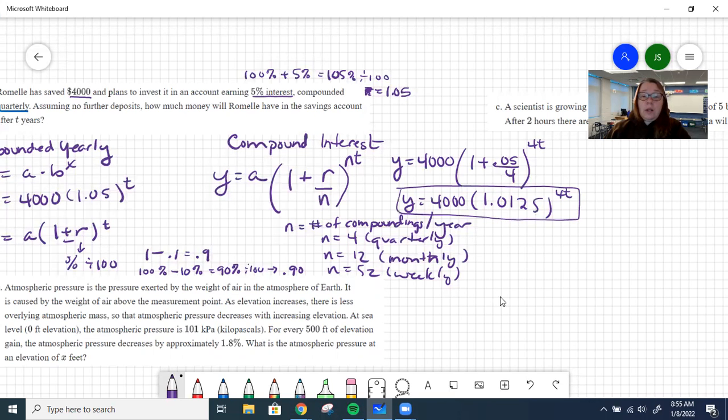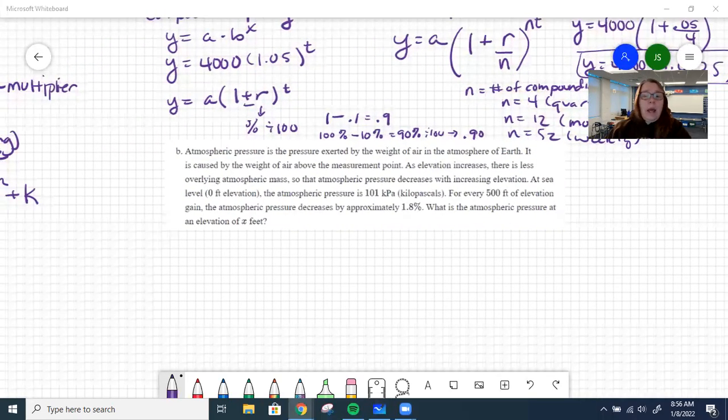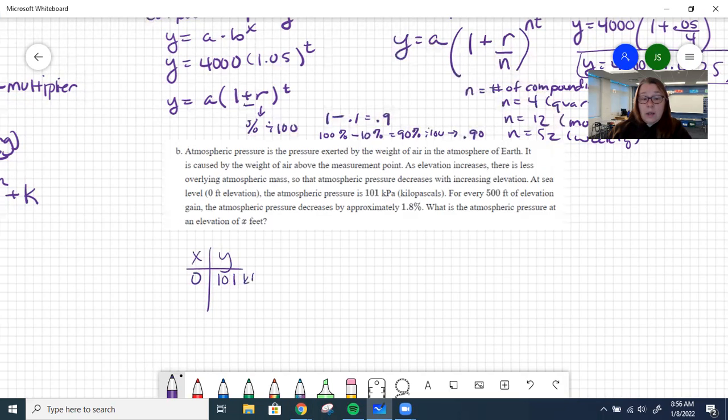All right, so let's take a look at this next one. This next one talks about atmospheric pressure. The pressure exerted by the weight of air in the atmosphere of Earth is caused by the weight of air above the measurement point. As elevation increases, there is less overlying atmospheric mass, so atmospheric pressure decreases with increasing elevation. At sea level, at 0 feet, so when they tell you that, sometimes I'll even make a little table, right? At 0 feet, the atmospheric pressure is 101 kilopascals.